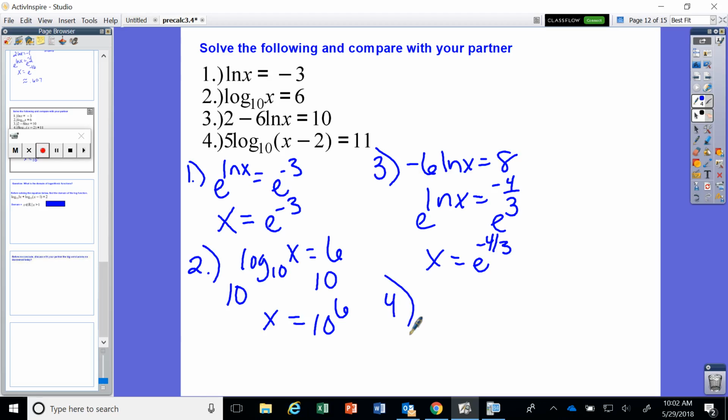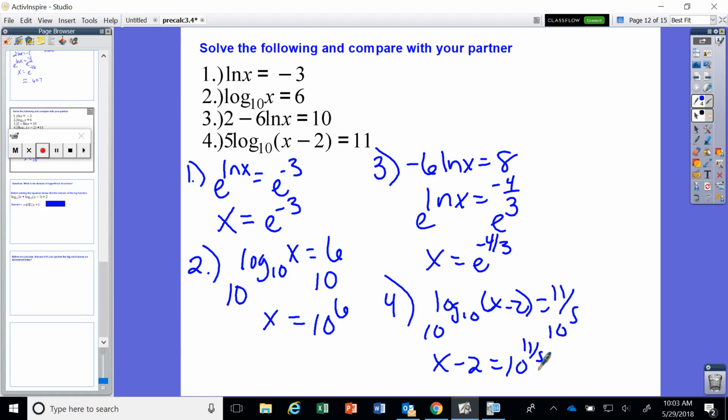And then finally, what about number 4? So for number 4, I first and foremost want to go ahead and move that 5 over. So I'm going to make it a division. So log base 10 of x minus 2 equals 11 over 5. And now I need to get the x out of there, but I need to exponentiate it. So I want x in the exponent. So I put a 10 there, and we're going to raise each of these now with a base of 10. So that means x minus 2 is 10 to the 11/5 power. Add the 2 on over, and x equals 10 to the 11/5 plus 2 in this example.